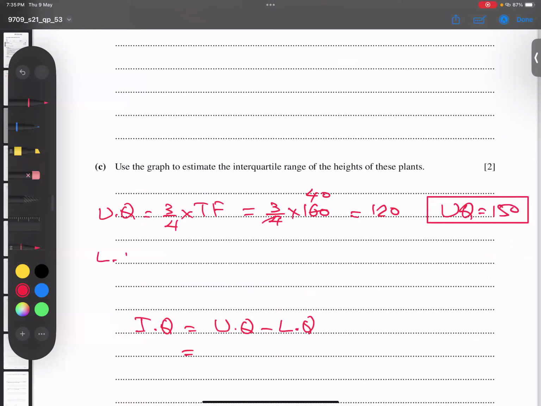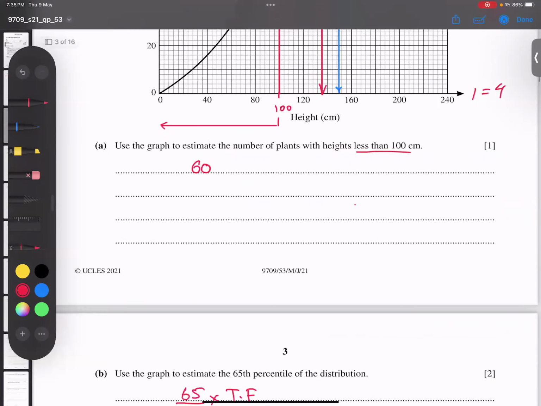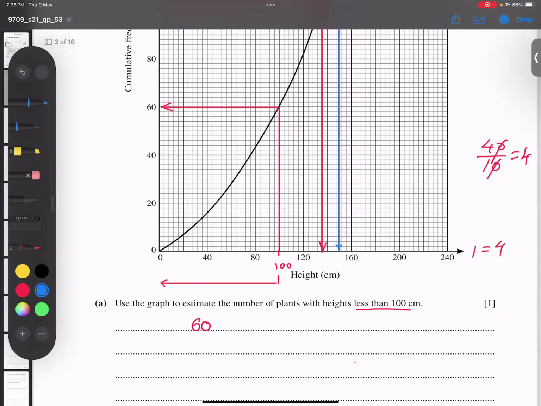In the same way, the lower quartile. Oh, sorry, lower quartile is 1/4 of the total frequency. So 1/4 of 160: four 4s are 16, so 40. So 40 is our pointer, but this is not our answer. The answer will come from the x-axis. So from 40, I will take this blue color arrow.